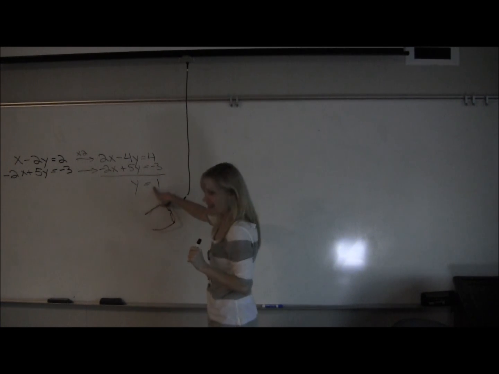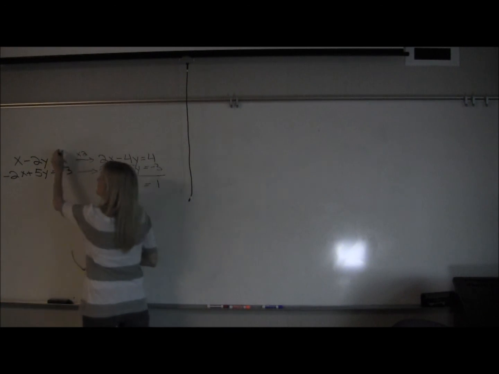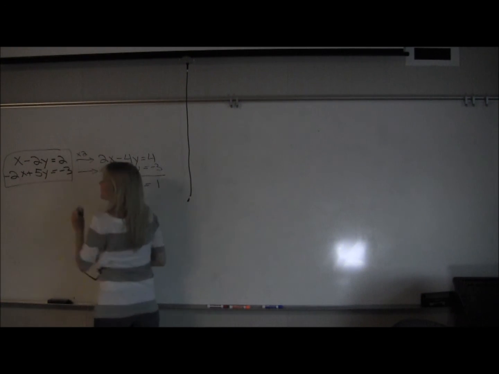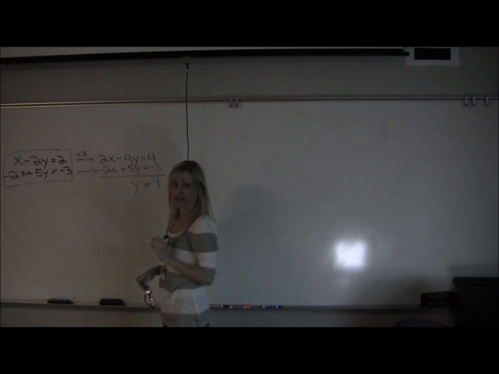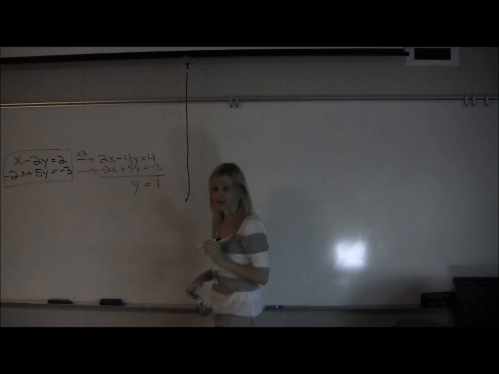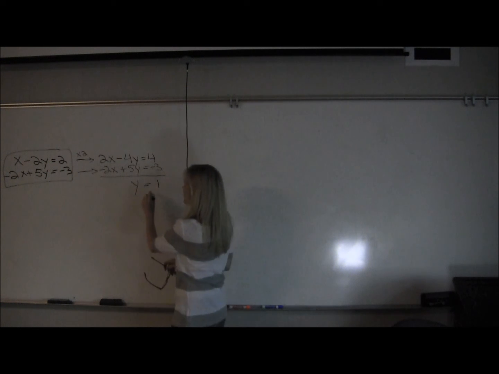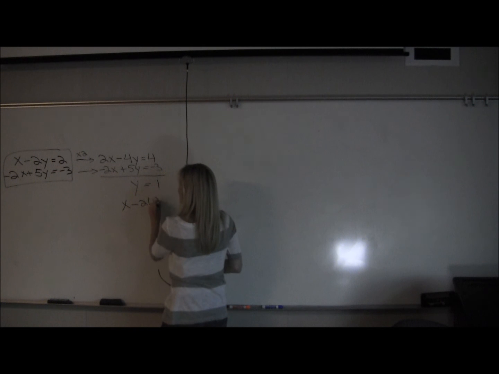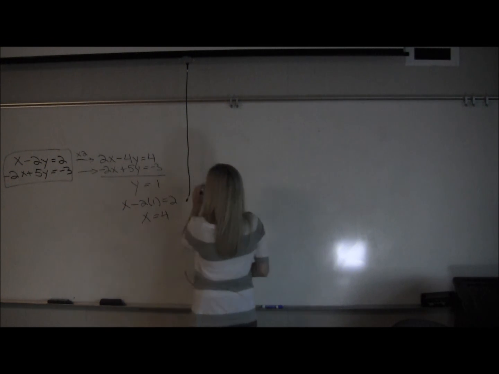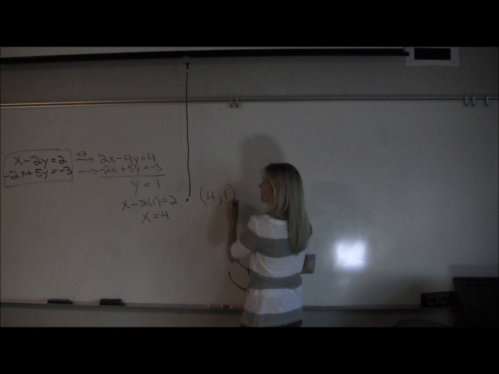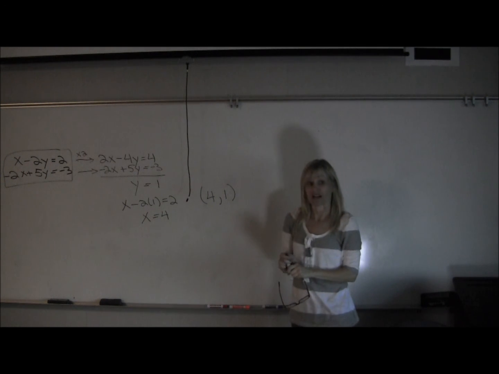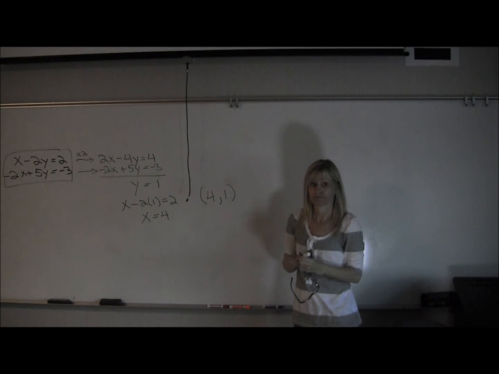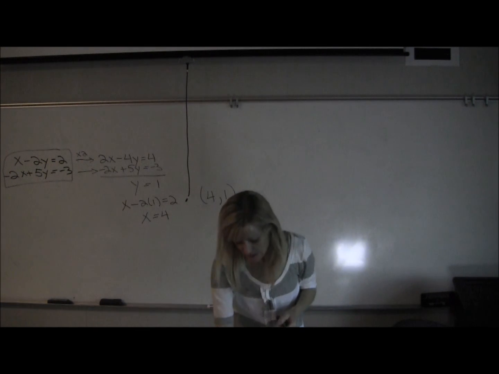Okay, then I can take that, plug it back into either one of these, and solve for x. This should be ringing a bell from Algebra 1. Okay, so you plug it back in, I'll do the first one, x minus 2 times 1 equals 2. So x minus 2 equals 2, so I'm going to add 2 to both sides, x equals 4. So once again, my ordered pair is 4, 1, but I got to it using a completely different method. Now, why don't you guys try number 4?